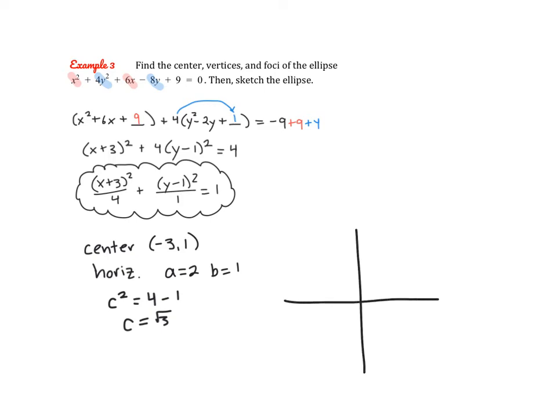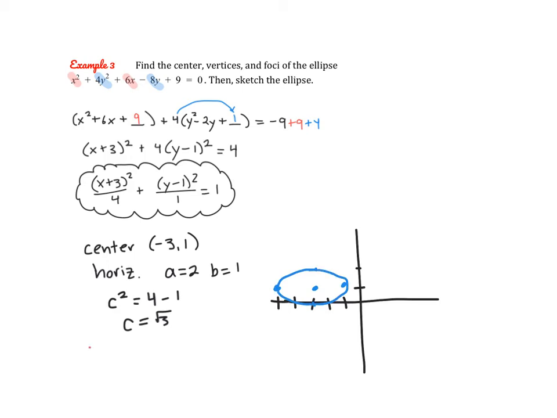So this is just a really, really rough sketch. Here's (-3, 1), so this is our center. I know that we're going to go to the right 2 and to the left 2. Those are going to be our vertices. And then we go up 1 and down 1. And we know that our ellipse is going to look something like this.